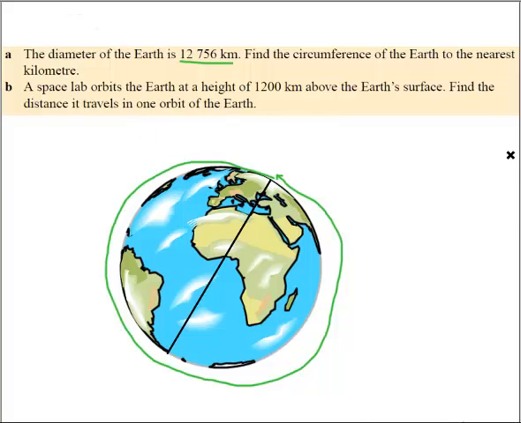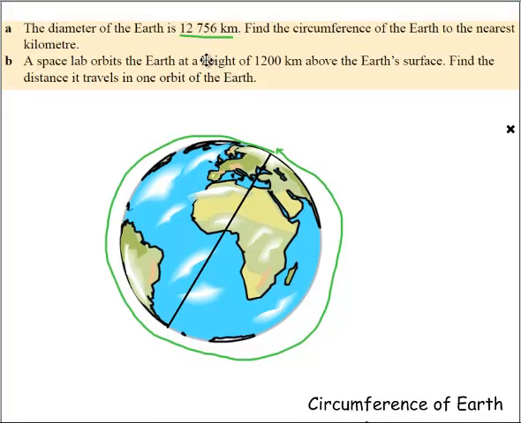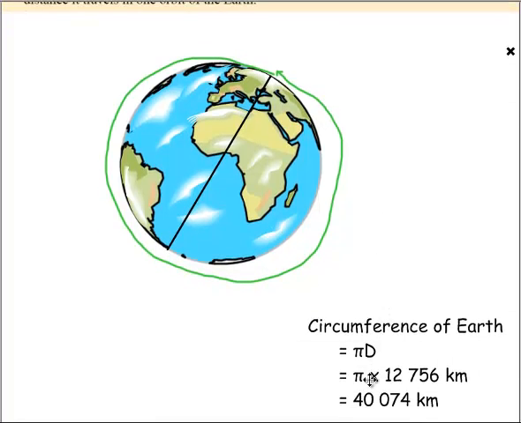So that's pretty straightforward. Let's just work out the circumference. Pi times diameter, because we're given the diameter. Pi times 12,756 kilometers gives you 40,074 kilometers. So given that it's about 3,000 kilometers from here to Perth, that's quite a few trips from here to Perth to get all the way around the world. But it's not as big as what I first thought.